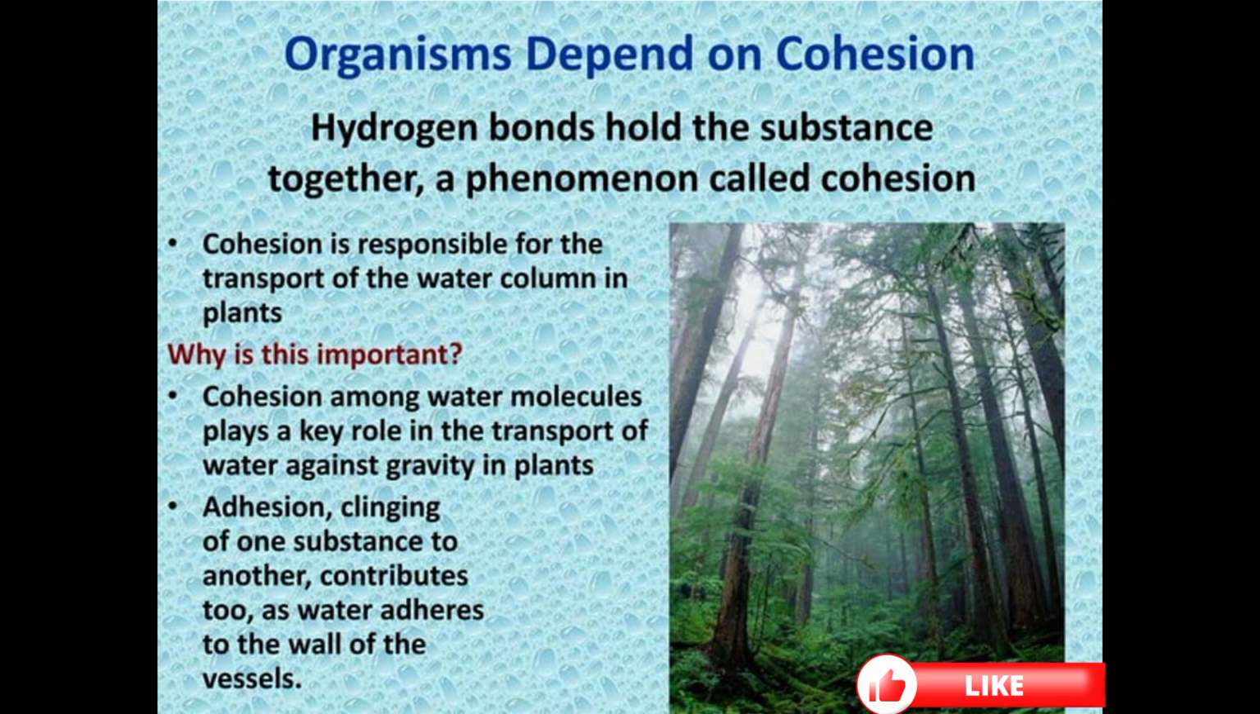Cohesion is responsible for the transport of the water column in plants. Cohesion among water molecules plays a key role in the transport of water against gravity in plants. You can see a tall plant in which, without an electric motor, the water from the root region rises up to the upper leaf region due to hydrogen bonding and cohesion. Adhesion is the clinging of one substance to another. Adhesion means the force of attraction between unlike molecules, between the water and a xylem vessel. This force of attraction between unlike molecules is known as adhesion. So water adheres to the walls of the vessels.